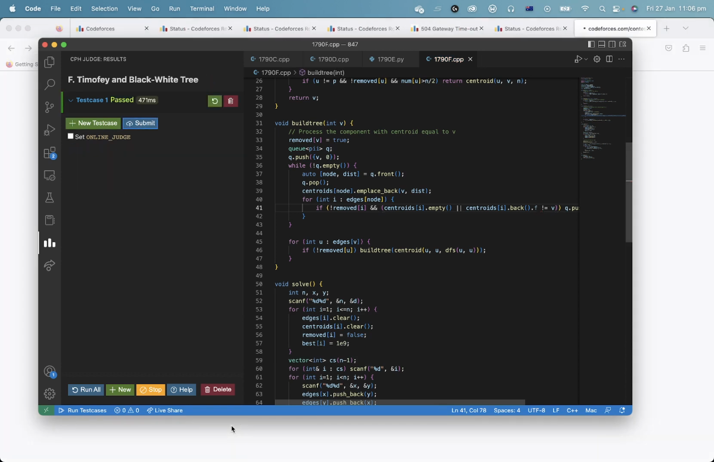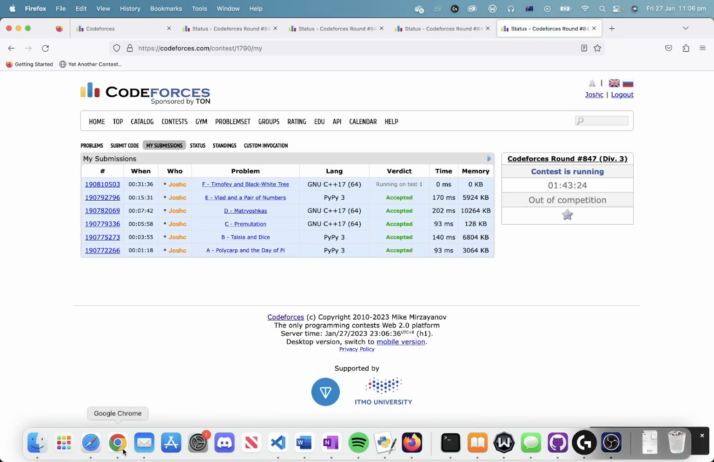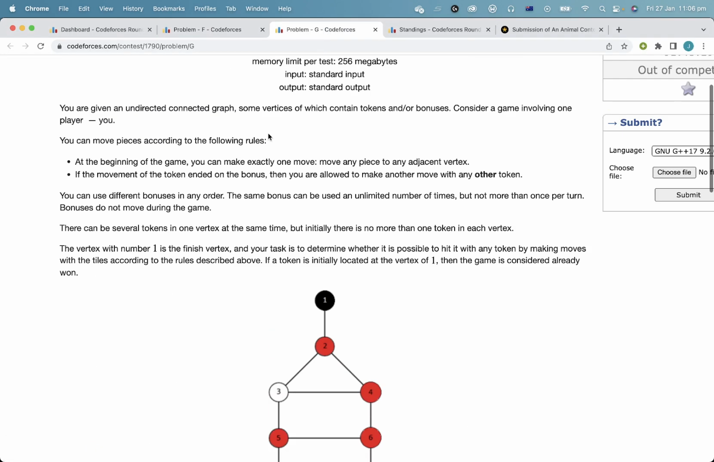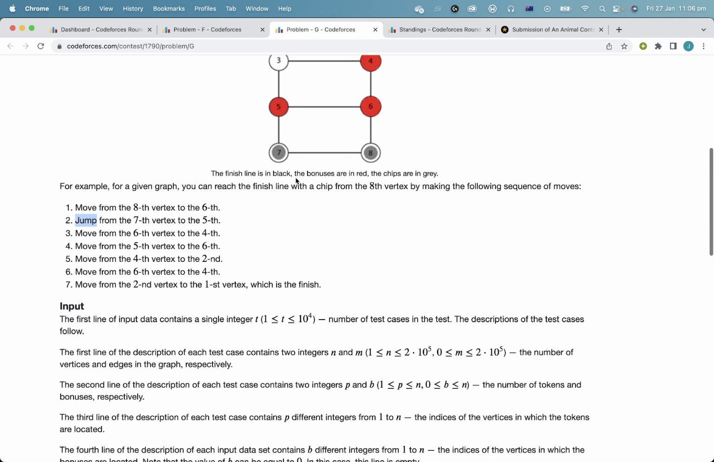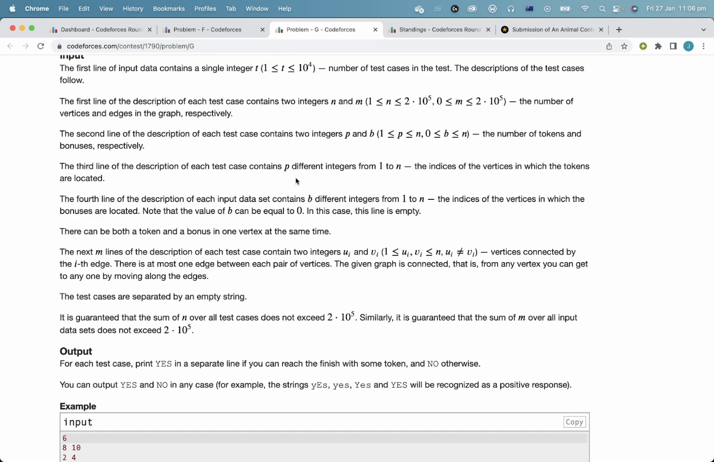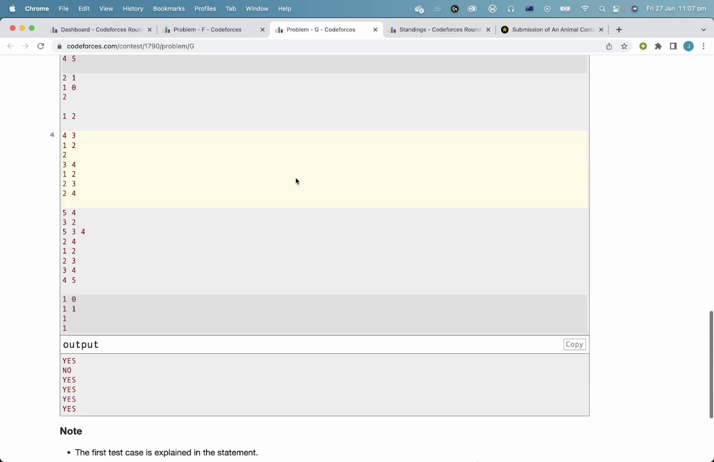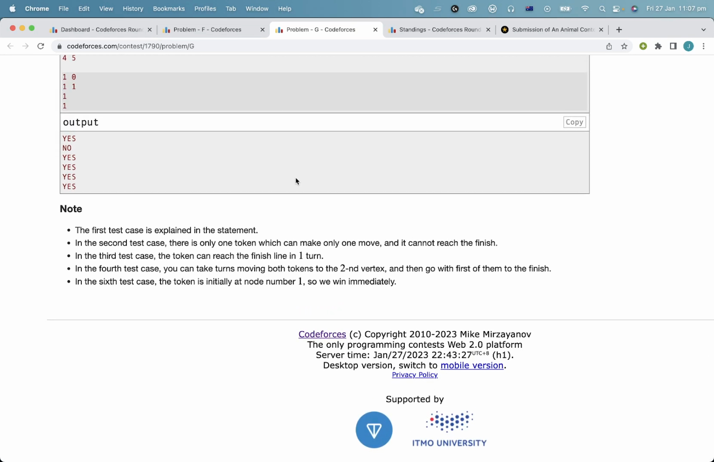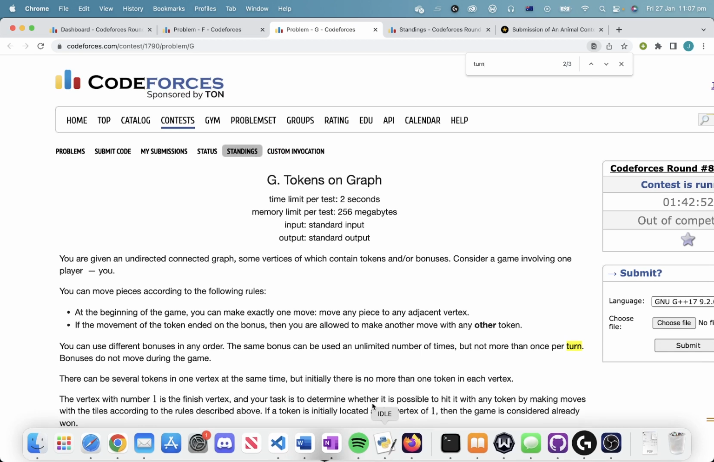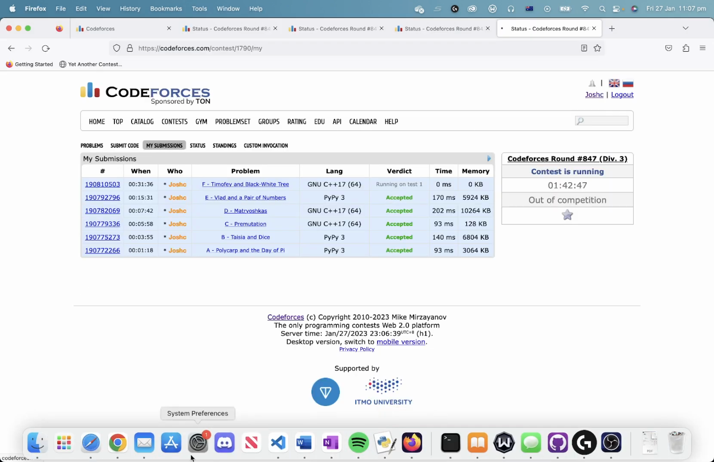Okay, that passed samples, so that took way longer than I would have liked, honestly. But hopefully that won't bug. And now let me try to understand problem G. At the beginning you can make one move. They use the words move and turn, so I don't know which one's which.